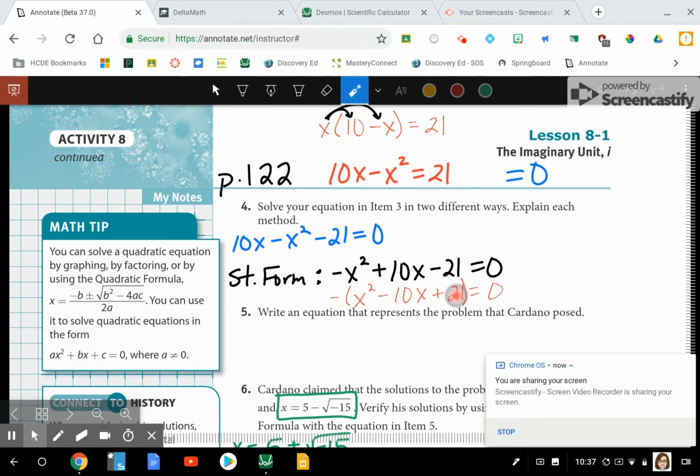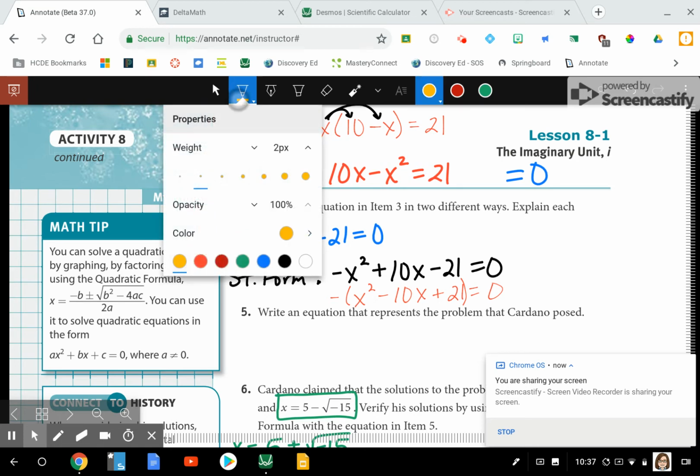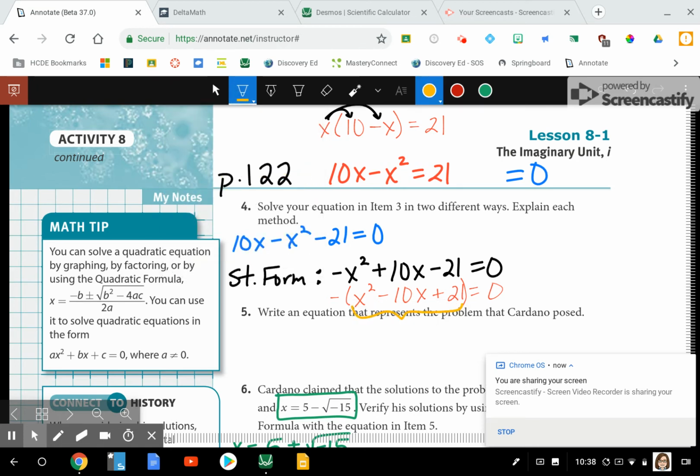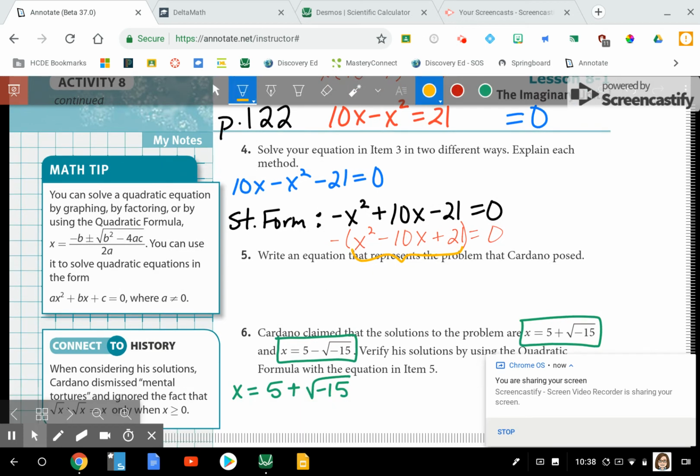So now, right here, what's inside the parentheses, we have a quadratic that we could factor if needed. So let's try to factor this. Let's figure out what multiplies to get 21, adds to get negative 10. We should have gotten negative 3 and negative 7. So that means our factors are x minus 3 and x minus 7.